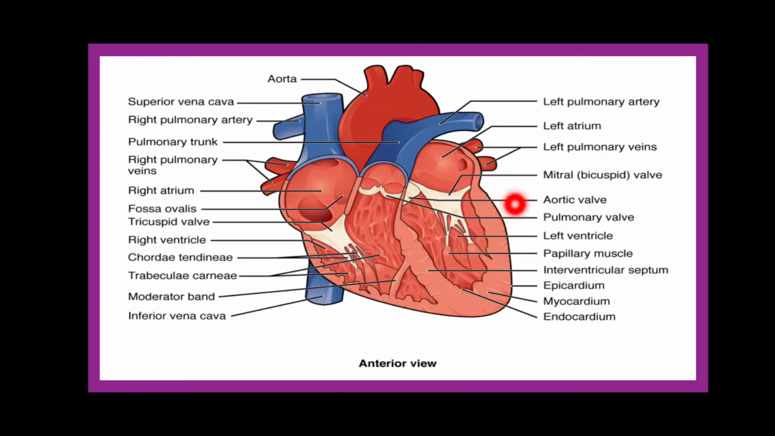So the bicuspid valve is also known as mitral valve and it is present between the left atrium and the left ventricle. This is the prominent feature. Then the tricuspid valve is present between the right atrium and the right ventricle. So these are the two valves, called tricuspid and bicuspid. Together both are called AV valves, atrioventricular valves.